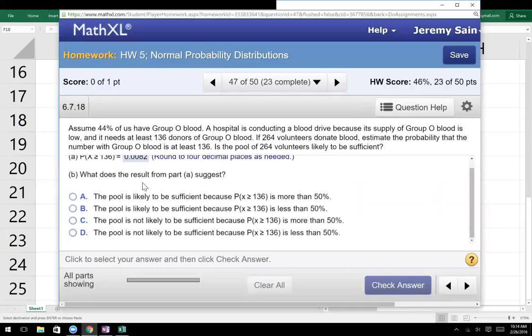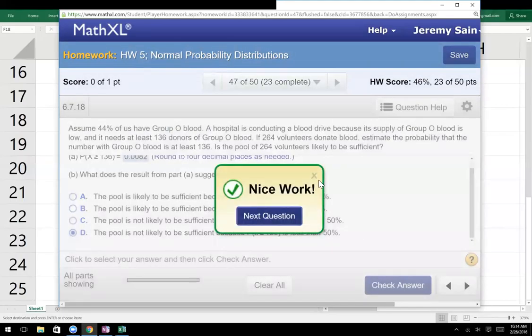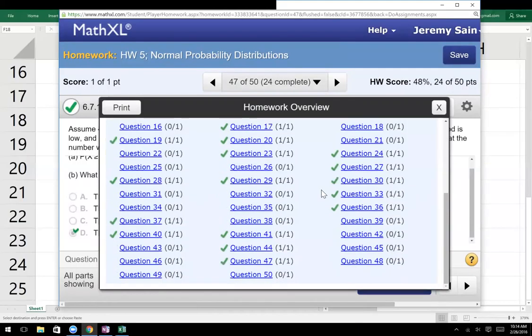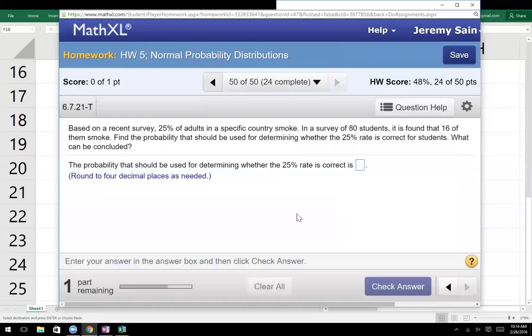So, is it likely we're going to have enough people? Yeah, I mean, we have less than a 1% chance of having enough donors. So we are going to need to find some more people somewhere. Okay, let's do one more. We'll declare victory over homework 5.